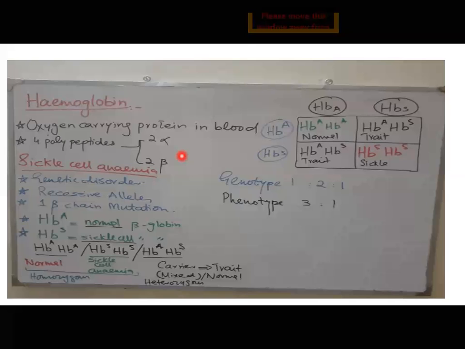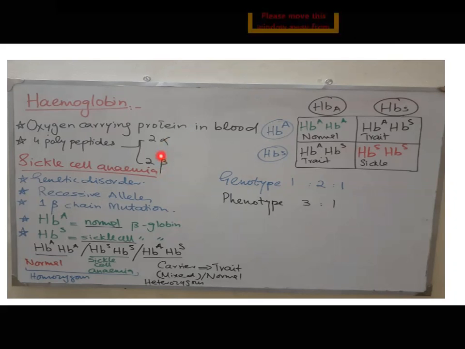So when the normal hemoglobin is present with no mutation, no malfunctioning, then these oval shape RBCs are present. But if there is a genetic disorder, that is sickle cell anemia, there is a one beta chain mutation. Due to that mutation, the beta chain structure is distorted, and only a single amino acid is replaced by another one, glutamic acid by the valine amino acid.